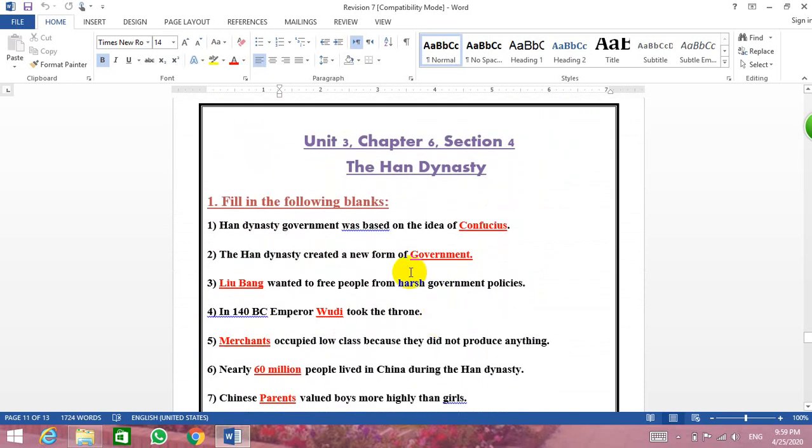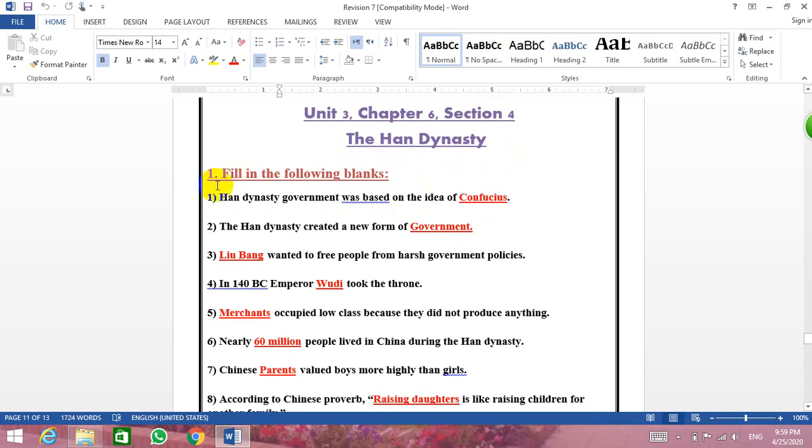here we have our third and last lesson, that is unit 3, chapter 6, section 4, the Han dynasty. Here we have question 1, that is fill in the following blanks. Number 1. Han dynasty government was based on the ideas of Confucius. Number 2. The Han dynasty created a new form of government. They changed the government. Number 3. Liu Bang wanted to free people from harsh government policies.